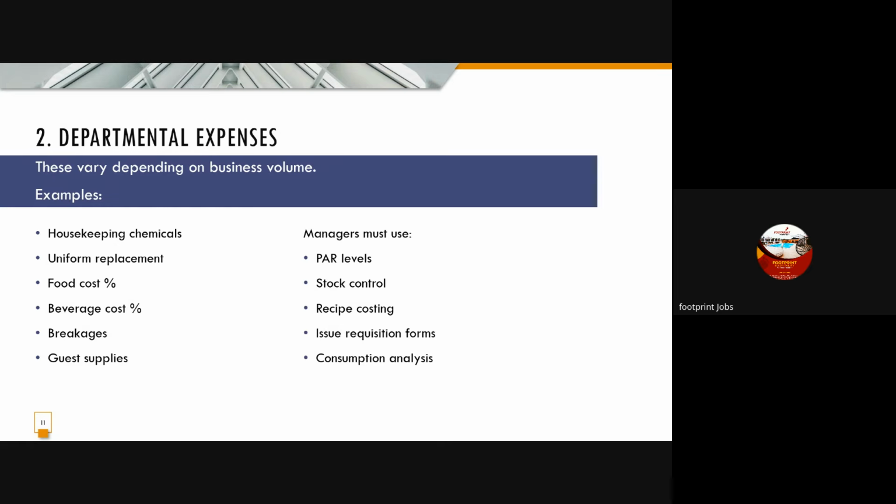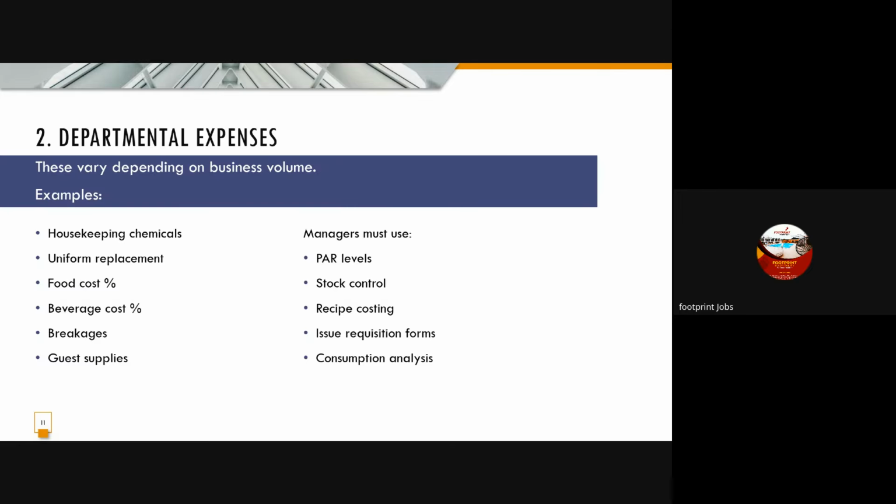So managers must use par level. Managers must use stock control. Managers must use recipe costing. Managers must issue requisition. Managers must use consumption analysis.